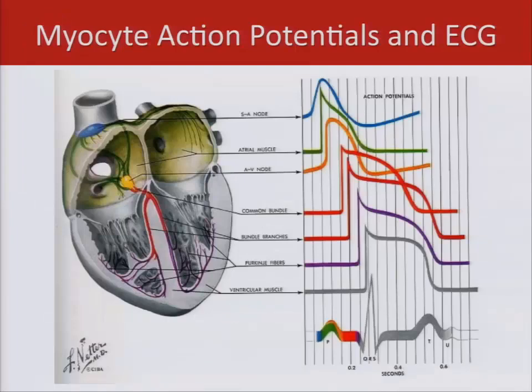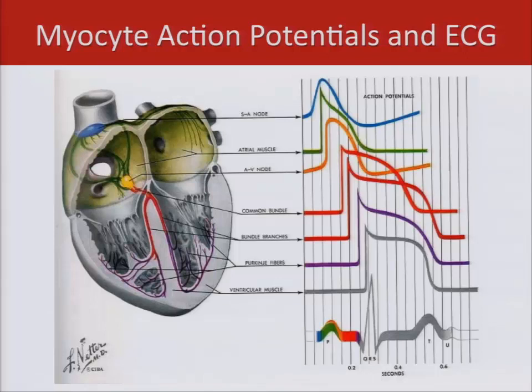So the heart itself is a very reliable pump. It beats about once a second for every second of an entire human lifetime. Now here in this cross-section, we see that the different cells, or the specialized cardiac myocytes, have different electrical waveforms.